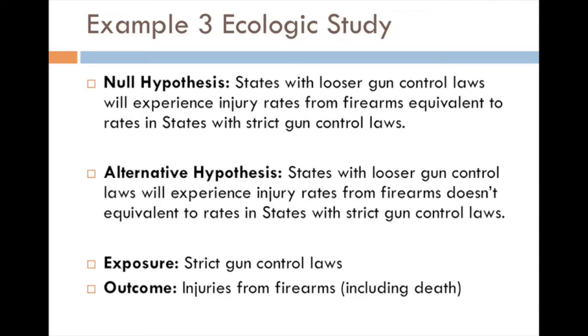The null hypothesis is that states with looser gun control laws will experience injury rates from firearms equivalent to rates in states with strict gun control laws. The alternative hypothesis is that states with looser gun control laws will experience injury rates from firearms that are not equivalent to rates of states with strict gun control laws. So from this, we can say that we will look at the exposure of states with strict gun control laws and the outcome as injuries from firearms, which includes death.